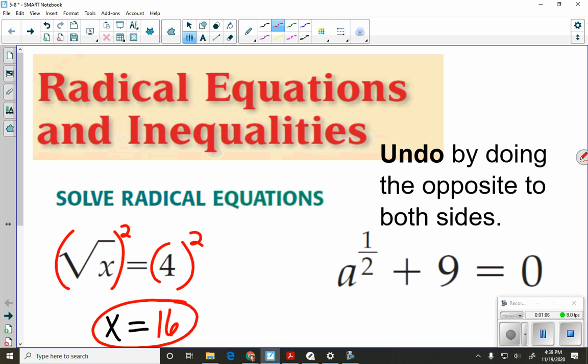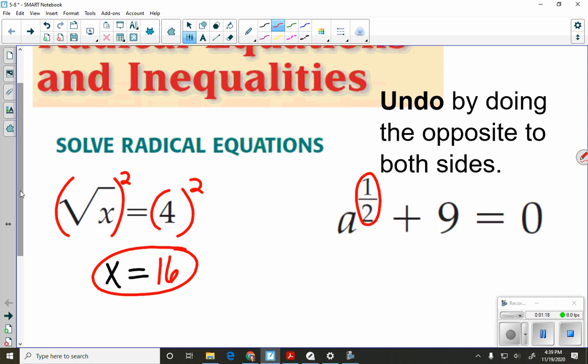Okay, now you might see this a little bit differently because this right here, this 1/2, also means square root. So we're going to solve this by first treating this like a normal equation. In other words, if I have a plus 9 over here, I'm going to subtract 9 from both sides, and leave that a to the 1/2 will equal a negative 9.